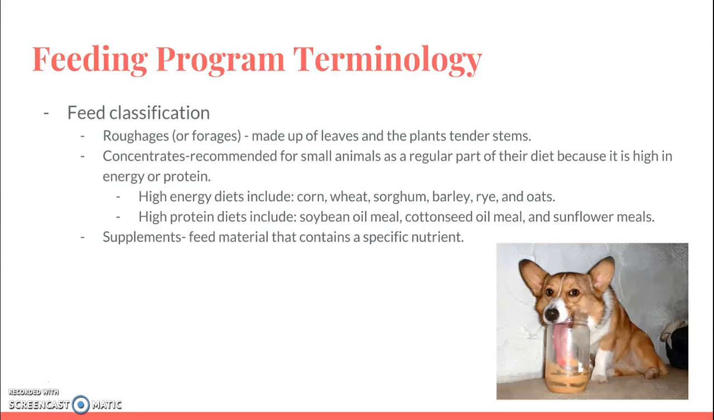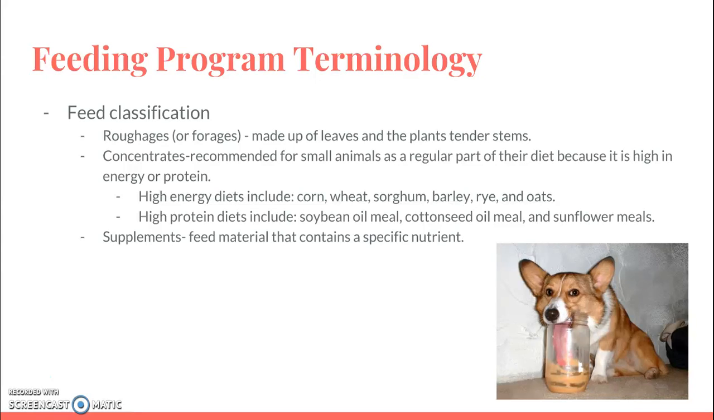Concentrates are typically very high in energy or protein. High energy diets include items like corn, wheat, sorghum, barley, rye, and oats. High protein diets include things like soybean oil meal, cottonseed oil meal, and sunflower meals. Pretty much if it has the word meal in the name, you know it's a protein source.